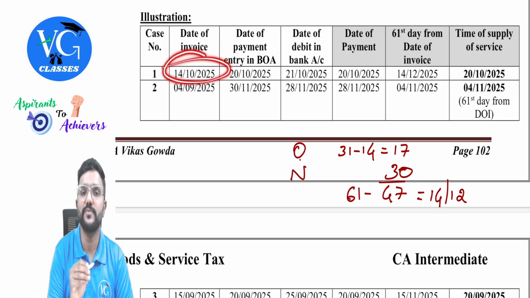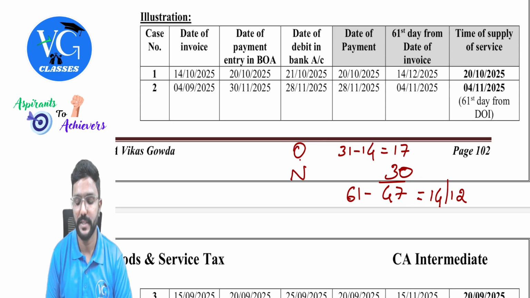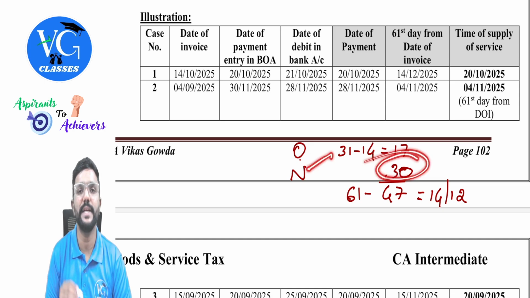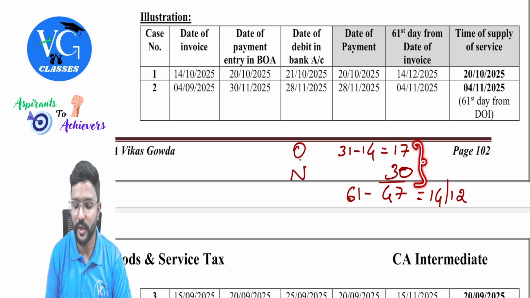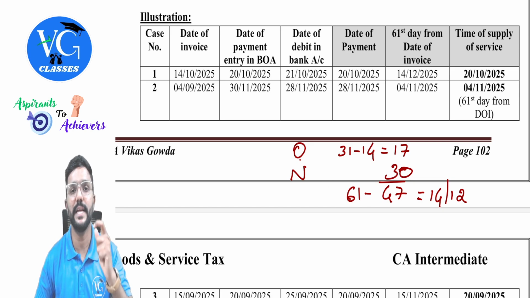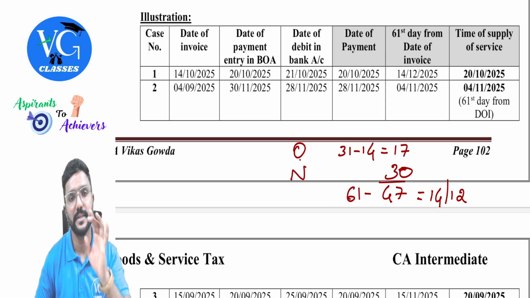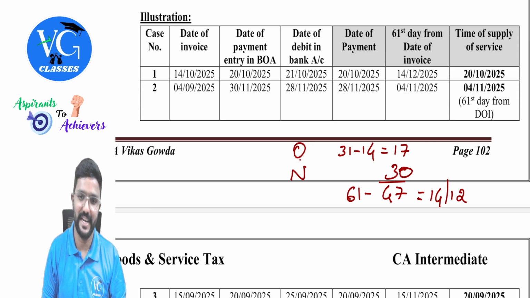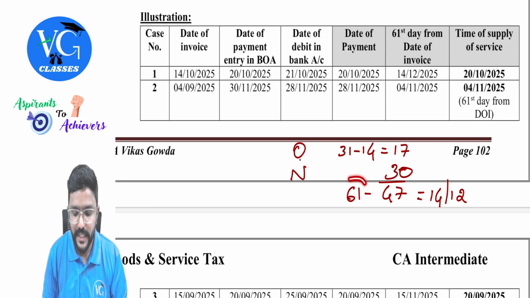Simple. So the invoice date is 14th October. How many days in October, guys? 31 days. So 31 minus 14 you do. 14 is the invoice date. How many days are remaining in October? 17 days. And November has how many days totally? 30 days. So if I add up both in aggregate, I am getting 47. But totally I require what? 61. Please be careful. In the law, they have clearly said the date immediately following 60 days from the date of invoice, which is nothing but the 61st day, guys. So 61 I want.